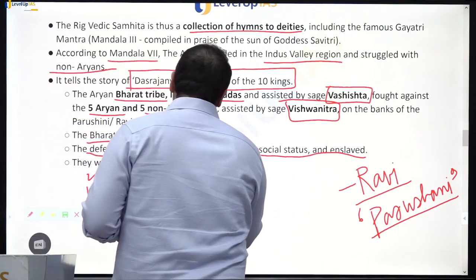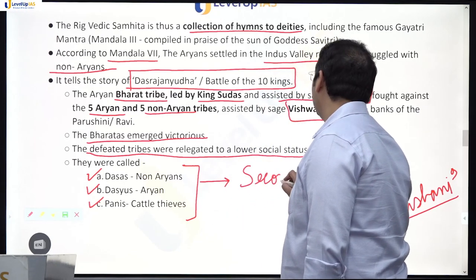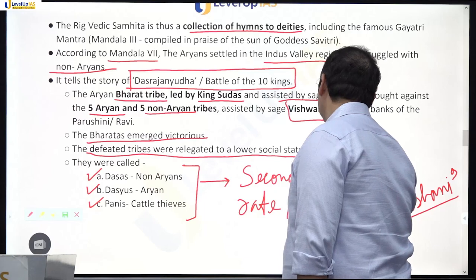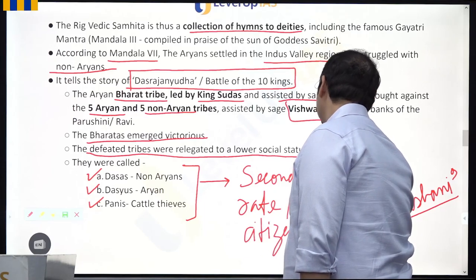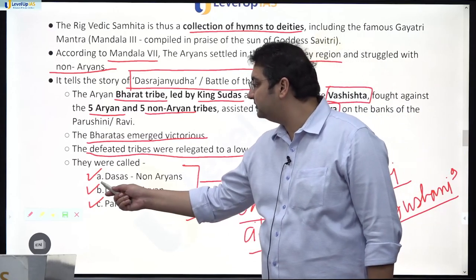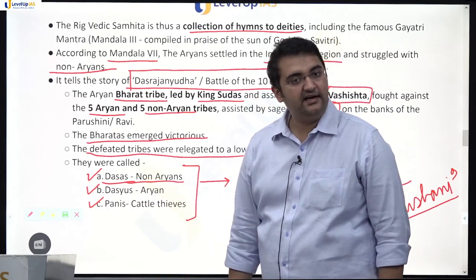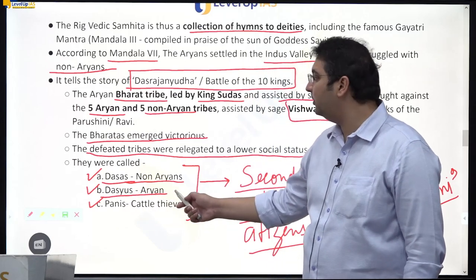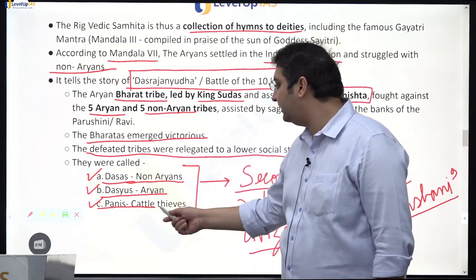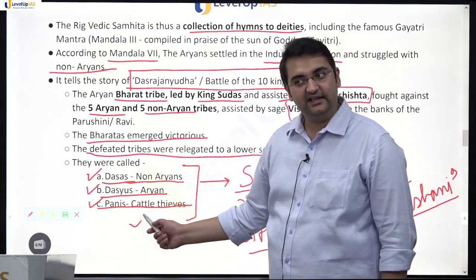Now, this nomenclature was used for second rate or second class citizens in the Rig Veda, right? Dasas were those people who earlier belonged to non-Aryan tribes, were defeated and enslaved. Dasyus, those who belonged to the five Aryan tribes, they were defeated and enslaved. And later, another category of people started to be enslaved, known as Panis. Who were they? The cattle thieves, right?